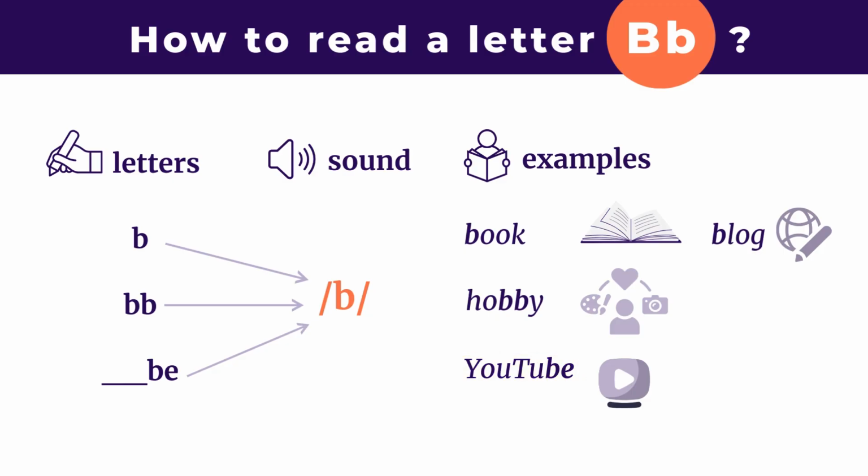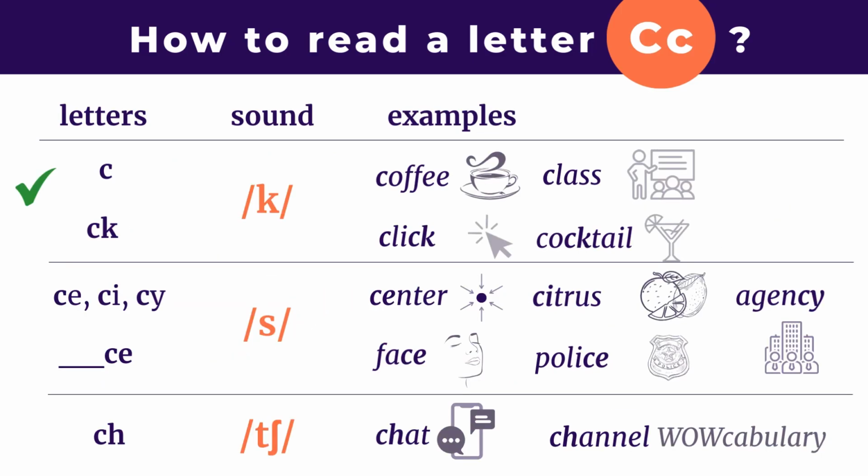YouTube. Do not read the final E. It's YouTube, not YouTubee. The letter C can sound different. C and CK form a K sound. Coffee, class, click, cocktail. Before E, I, or Y, C makes a sound S. Center, citrus, agency. At the end of a word, C and E form S. Face, police.